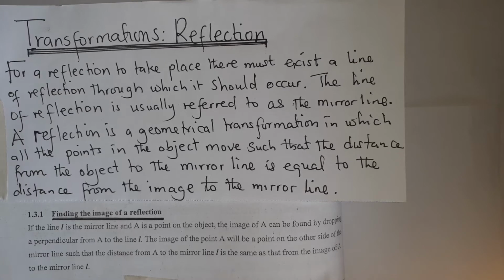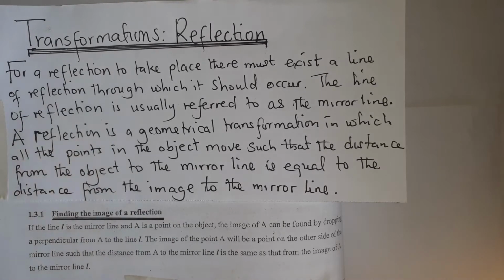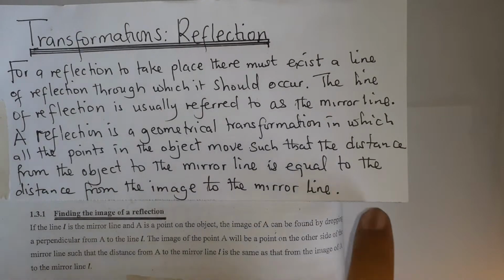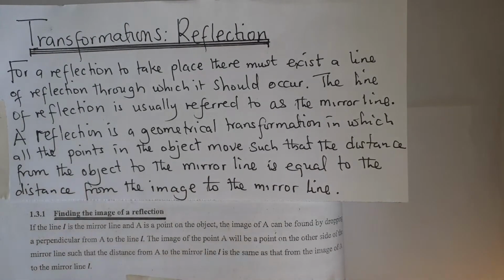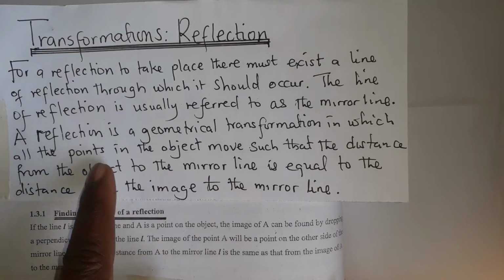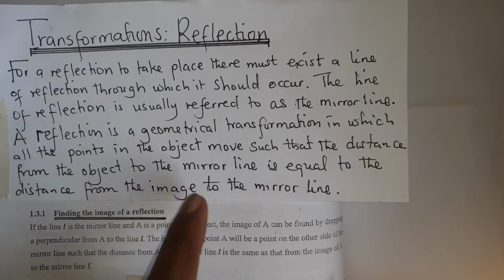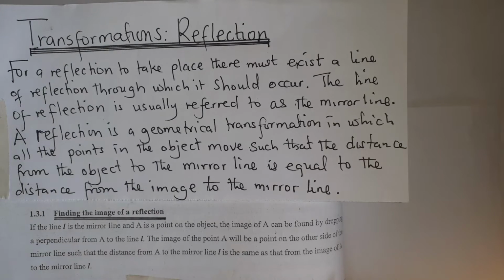So a reflection is a geometrical transformation in which all the points in the object move in such a way that the distance from the object to the mirror line is equal to the distance from the image to the mirror line. That is very simple. The first thing we are going to deal with, take note of this point here: the distance from the object to the mirror line is equal to the distance from the mirror line to the image, or from the image to the mirror line.